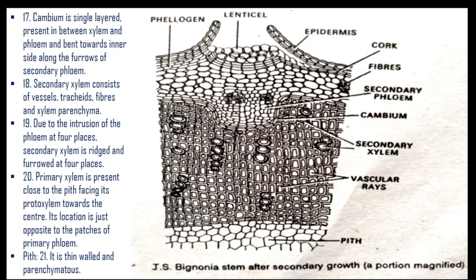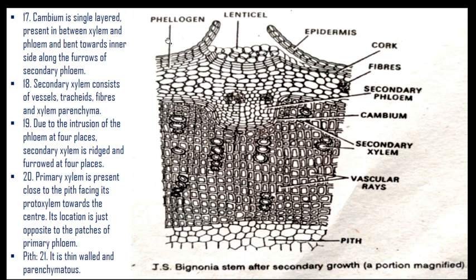Primary xylem is present close to the pith, facing its protoxylem towards the center. Its location is just opposite to the patches of primary phloem and the pith, which is thin-walled and parenchymatous.